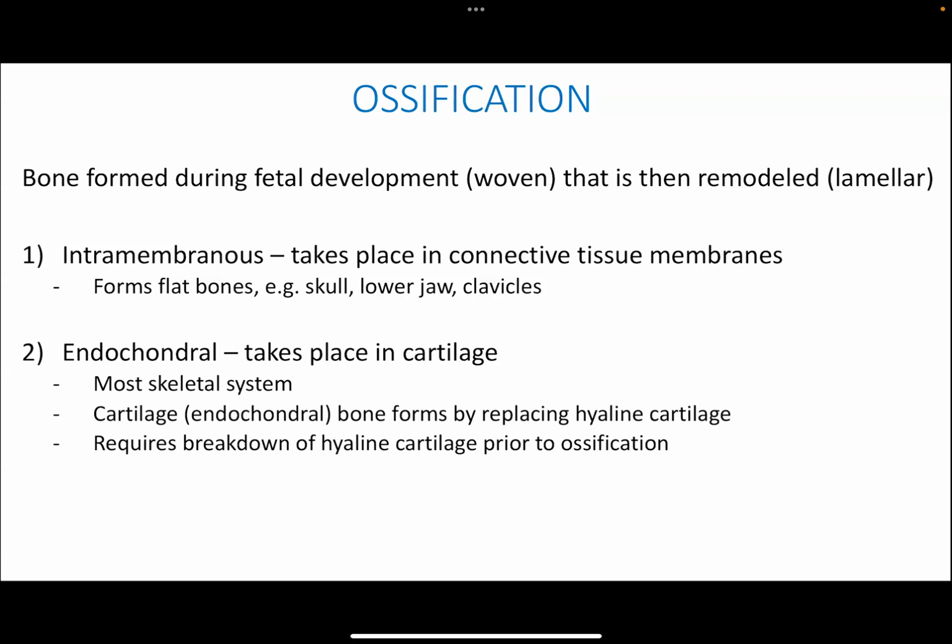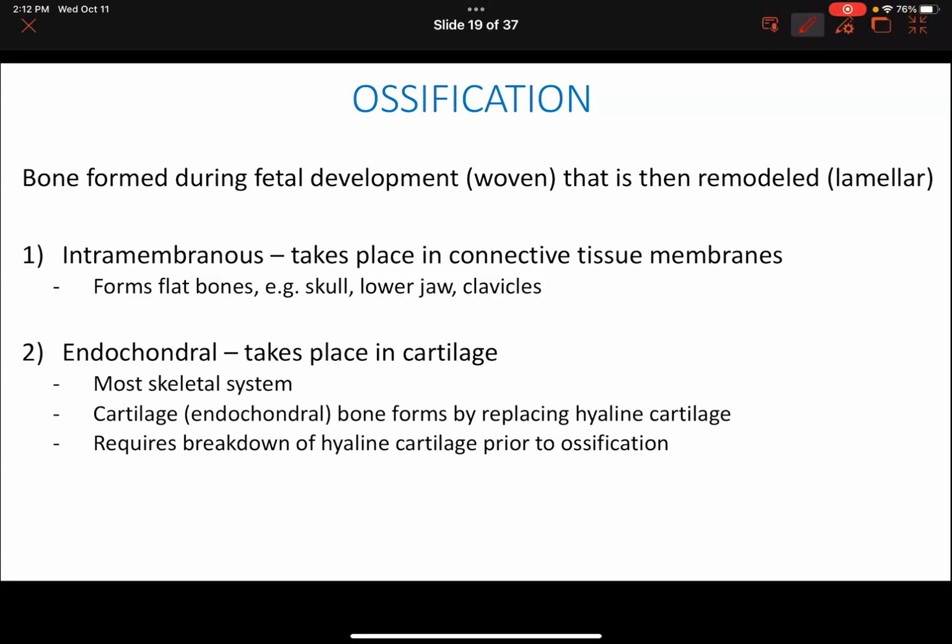So the endochondral ossification occurs in most of the skeletal system. It's going to require cartilage, hence the endochondral. So a cartilage bone basically forms by replacing hyaline cartilage. In endochondral, you're going to start out with a hyaline cartilage model, and that will be broken down and then ossified, or becomes bone, turned into bone.